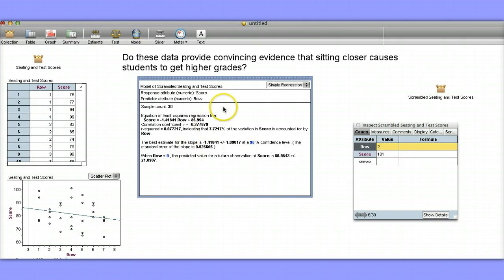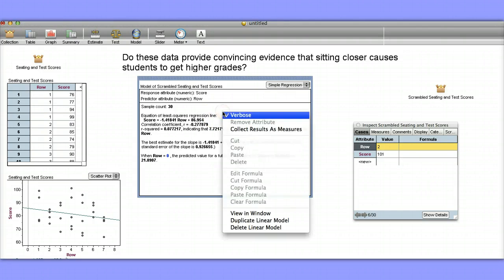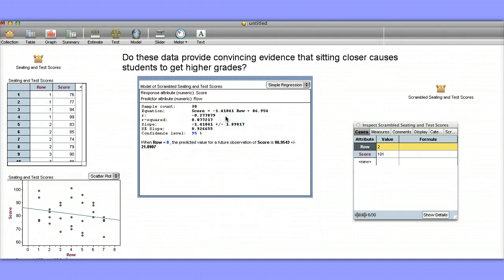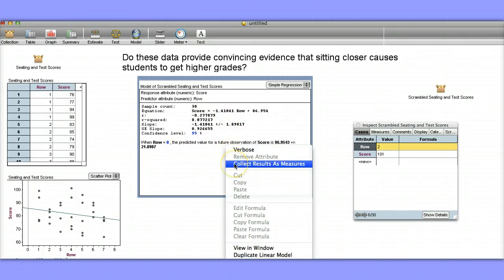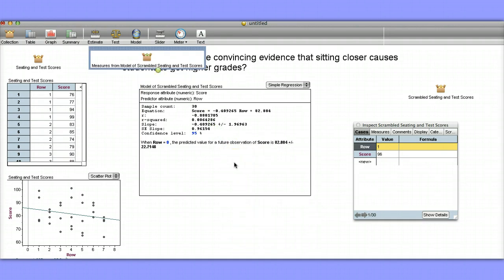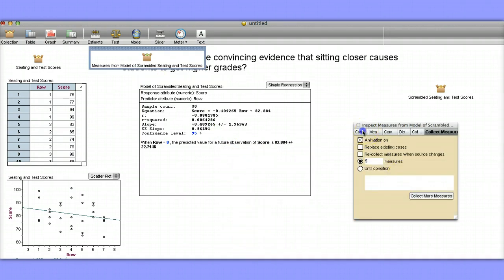Let's actually collect some measures, and what I mean by that is we're going to scramble and calculate the least squares regression line, scramble and calculate the least squares regression line, and we're going to gather the slope and the y-intercept and the correlation coefficient. Remove the verbose there, and notice there's also a confidence interval given for the slope. Let's collect results as measures, and let's just see what's in there.